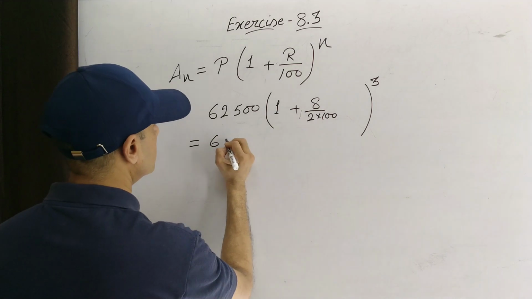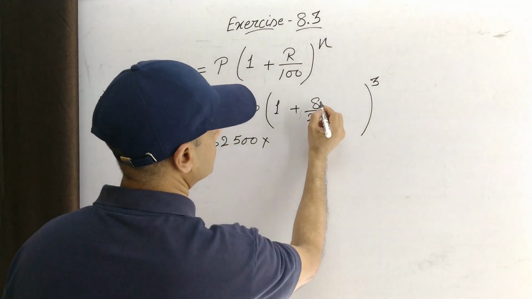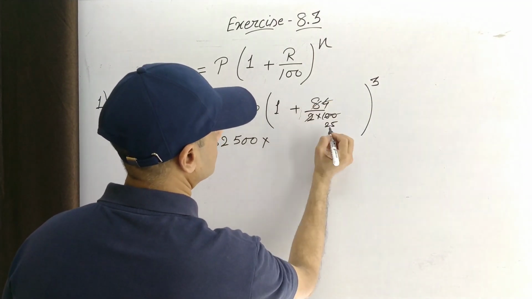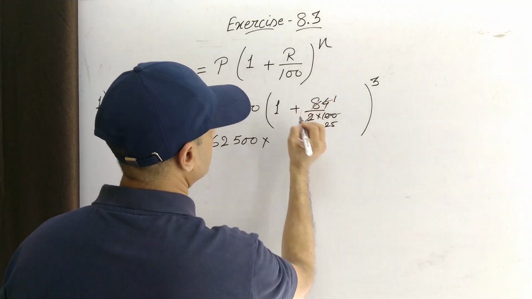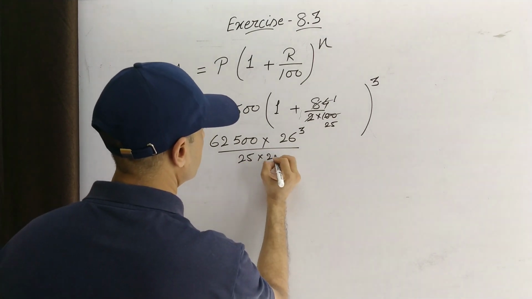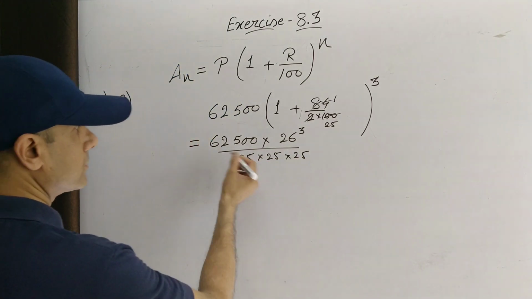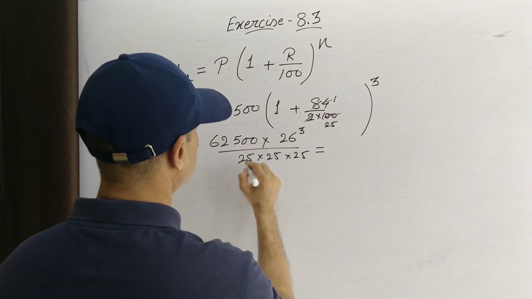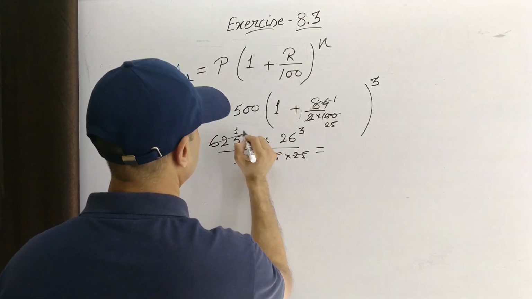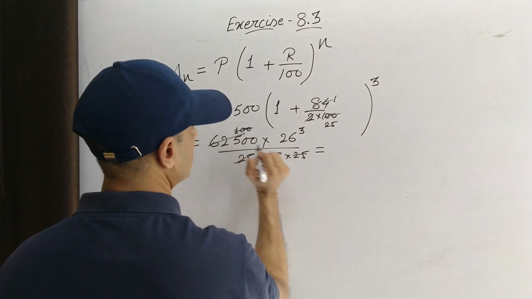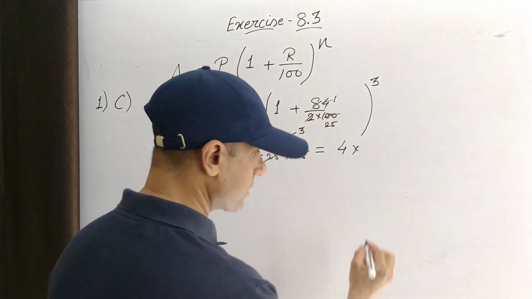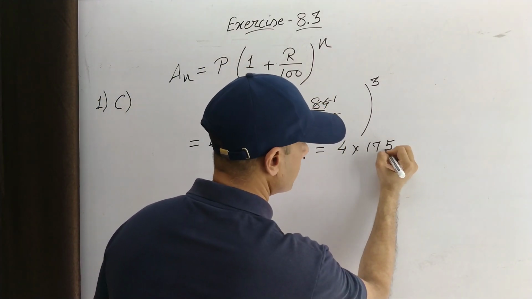Let's solve this. So we get this as 62,500 into (25 plus 1, 26) cubed, divided by 25 into 25 into 25. So 625 is 25 square, so this cancels, this cancels. This is 100, and this 25 we divide by 100. So we get this as 4 into 26 cube. I have already calculated, it comes out to 17,576.